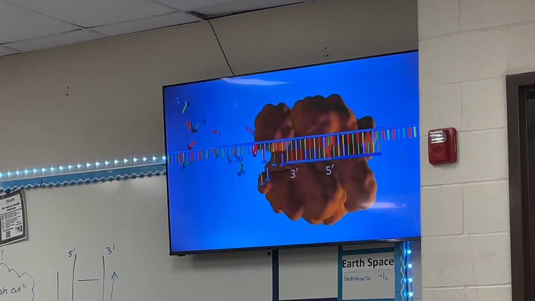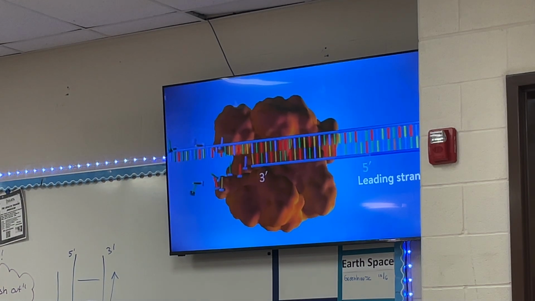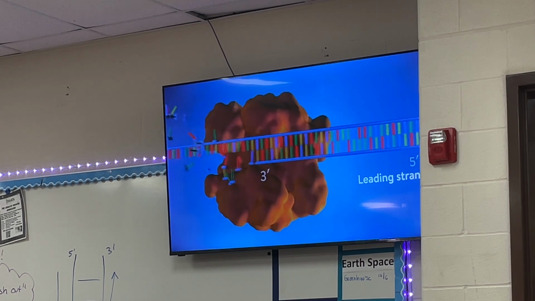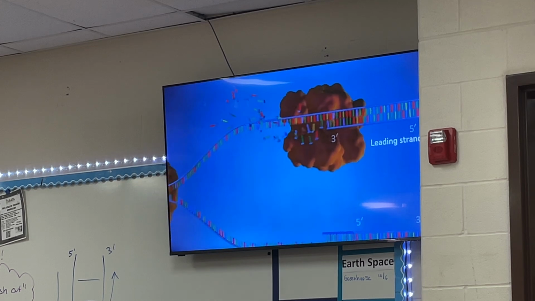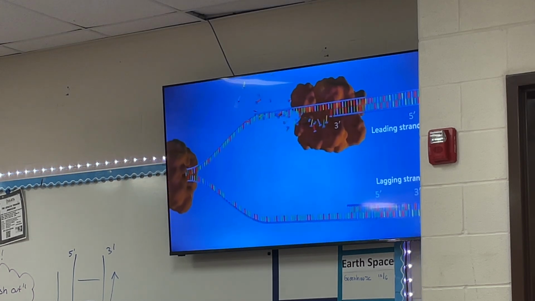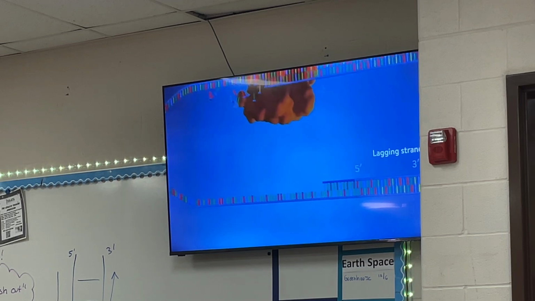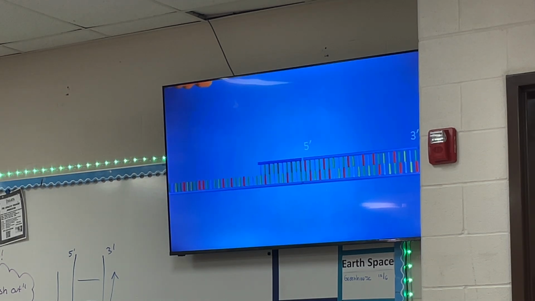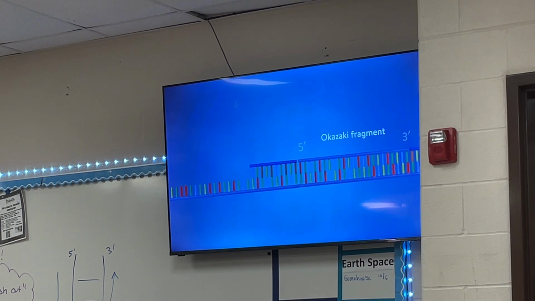One of the new strands of DNA, the leading strand, is made continuously, with the DNA polymerase adding bases one by one in the 5' to 3' direction. The other strand, the lagging strand, cannot be made in this continuous way because it runs in the opposite direction. The DNA polymerase can therefore only make this strand in a series of small chunks called Okazaki fragments.